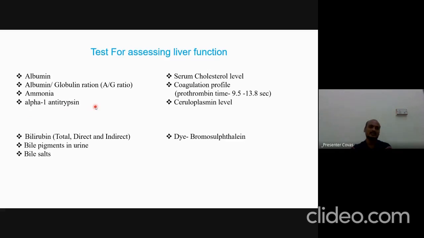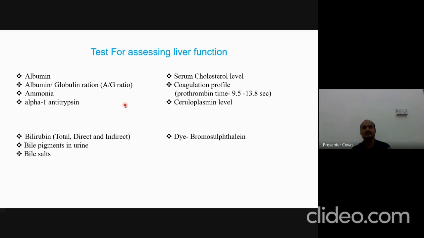We can measure the bilirubin: total, direct, and indirect bilirubin. Then we can measure the bile pigments in the urine and the bile salts in the urine. Serum cholesterol: if an excess of serum cholesterol is there, the excretion of this cholesterol is done by the hepatocytes. So if this cholesterol is in excess, it means that some liver abnormality is there.